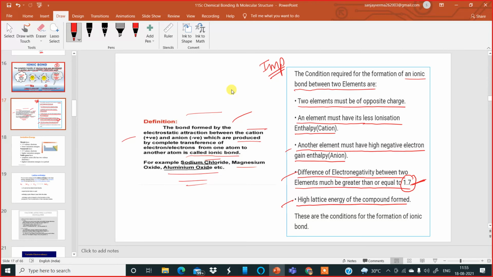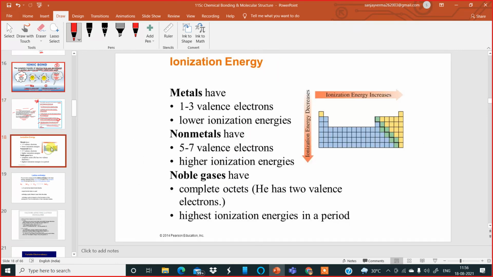If 1 mole of a solid substance is formed from its ions, the amount of energy required to do so, that energy is called the lattice energy. So for the formation of an ionic bond, we need a high lattice energy. So these are the basic important conditions for the formation of ionic bond. So let us have a look at them in detail.